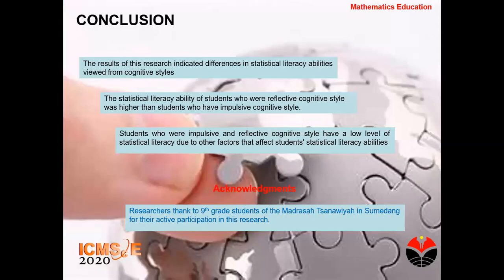Conclusion. The result of this research indicates differences in statistical literacy abilities viewed from cognitive style. The statistical literacy ability of students with reflective cognitive style was higher than that of students with impulsive cognitive style. Students who were impulsive and reflective have a low level of statistical literacy due to other factors that affect students' statistical literacy abilities.